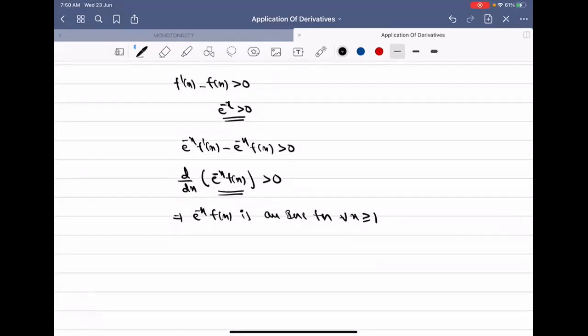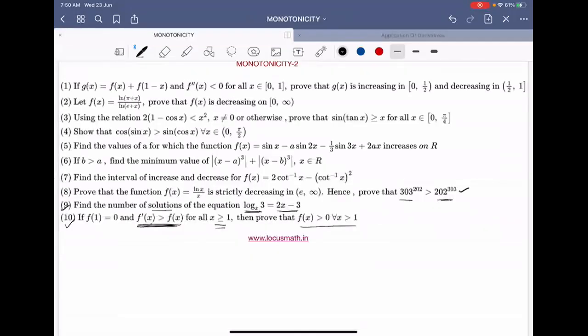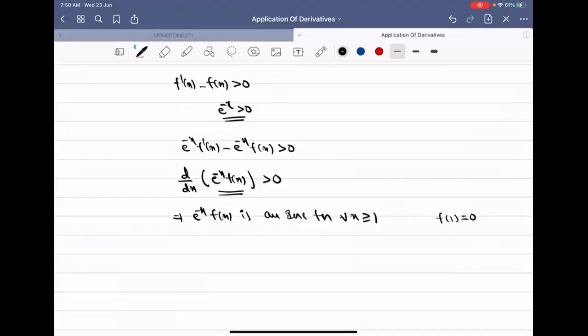So, for x greater than or equal to 1, it is an increasing function, and it is given that f of 1 is equal to 0. So, now what we need to show is f of x is greater than 0 for every x greater than 1, strictly greater than 1. So, you take x greater than 1. It's an increasing function. Therefore, f of x is greater than f of 1.